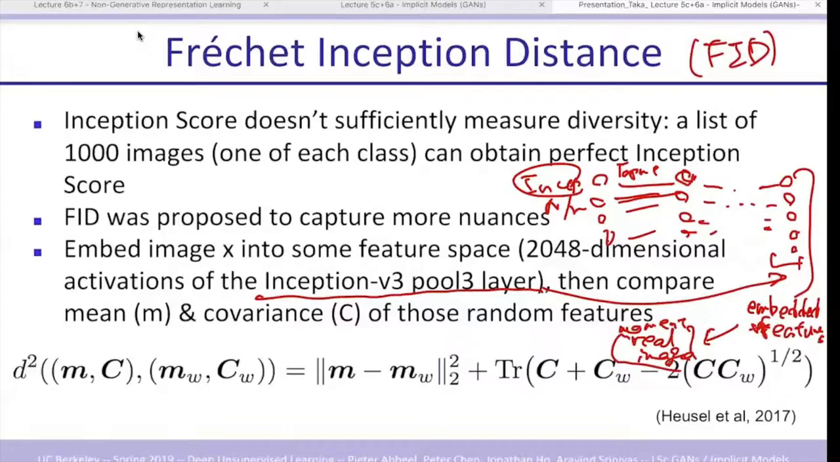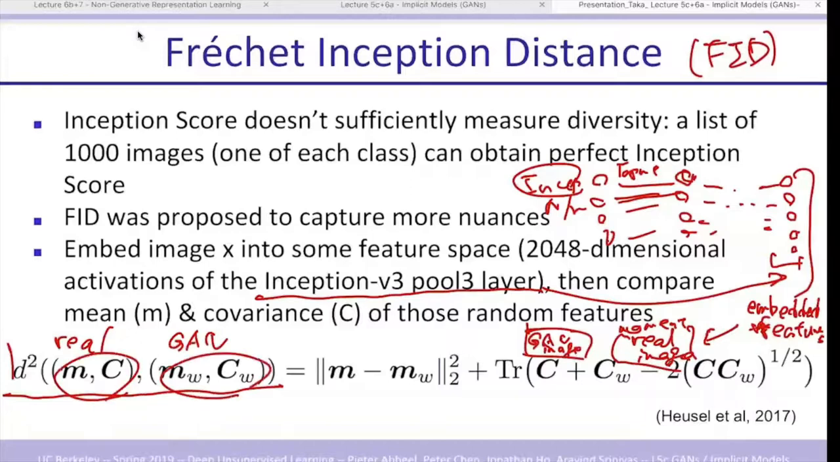And also we input the images generated by the GAN, do the same forward propagation, and get the corresponding feature set of the GAN images. We also compute the mean value and the covariance matrix. Then we compute a distance score between the real data and the data generated by GAN. We compute the difference of the mean values of the embedded features, and also the difference between the covariances.